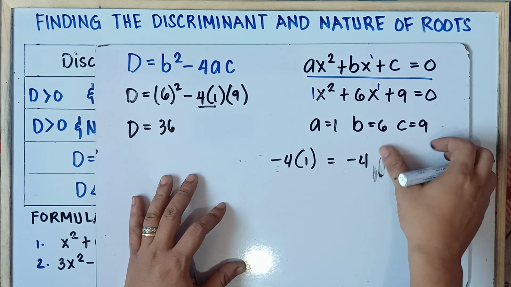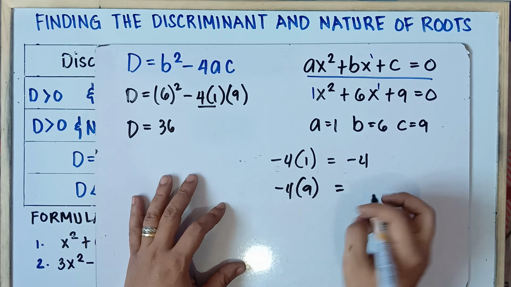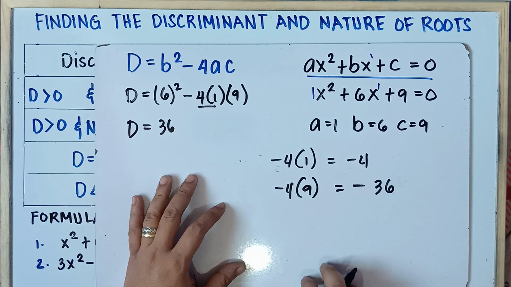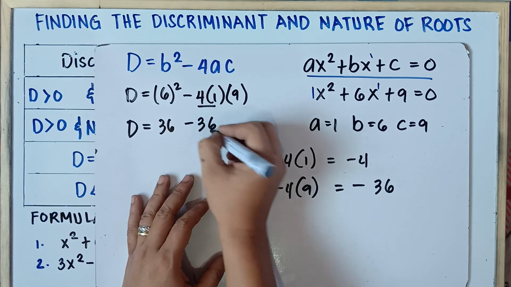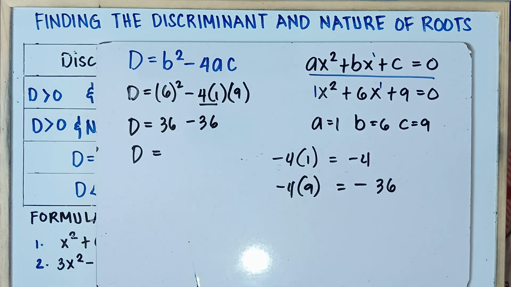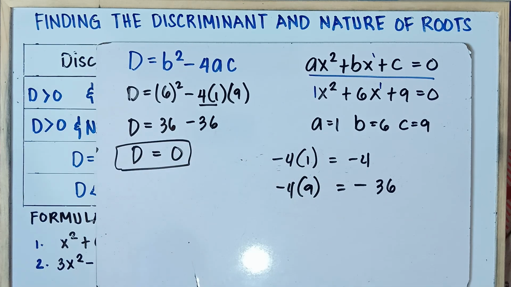So let me just write it here. Negative 4 times 9. So negative times positive is negative. 4 times 9, that is 36. So negative 4 times 9, that would be negative 36. Alright, and d equals 36 minus 36. What's the answer, class? 36 minus 36, that is 0. Alright, so our d is 0.